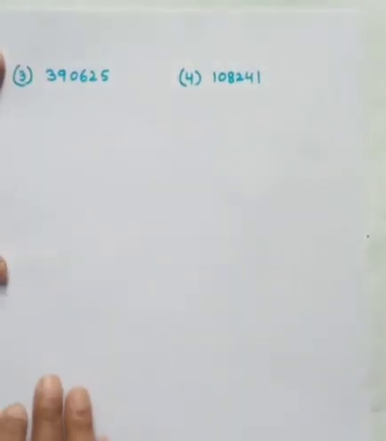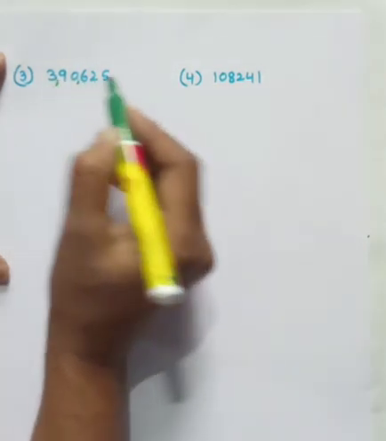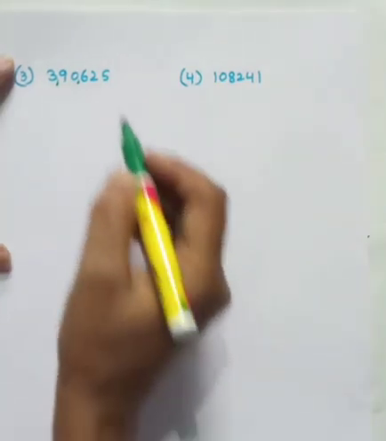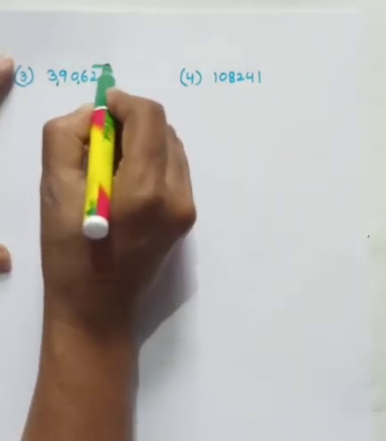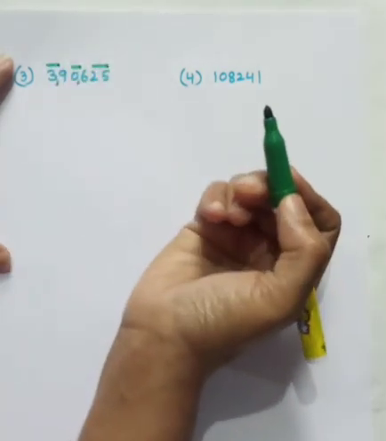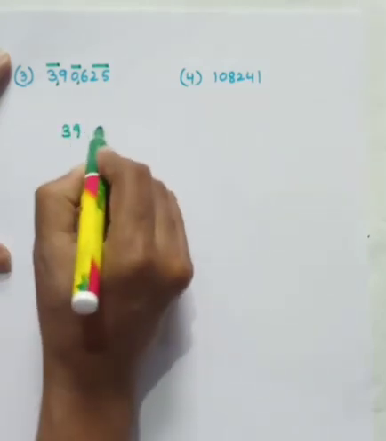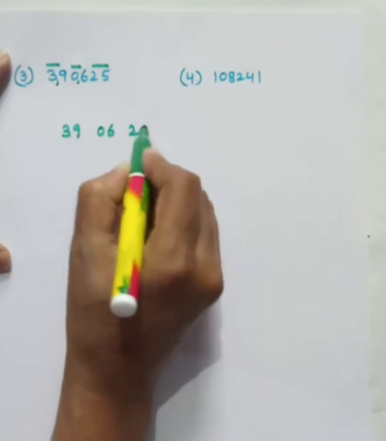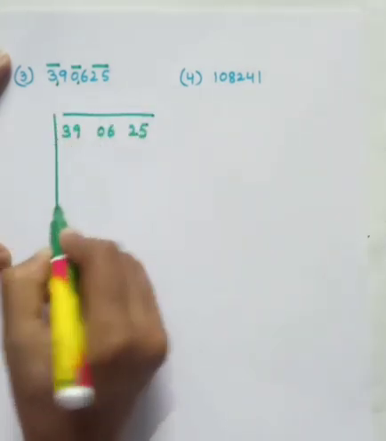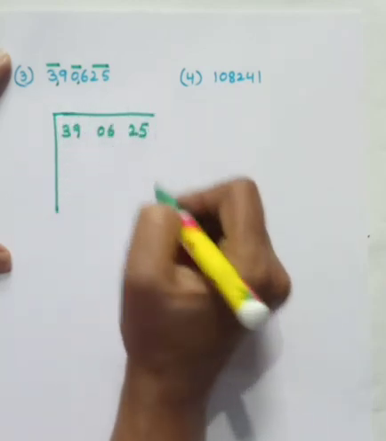Now the third one is 3,90,625. Again let us do the same thing. 25 will come in one pair, 06 will come in one pair, and 39 will come in one pair. Okay, so let us keep a gap between the pairs and write it down again. See, this is how we can write. We can write the quotient here also. If you want, you can write here or here also.